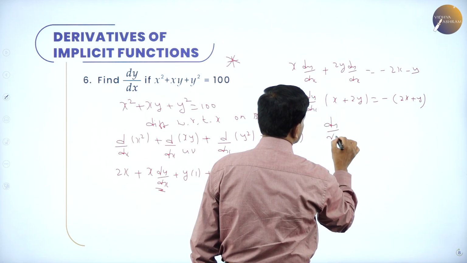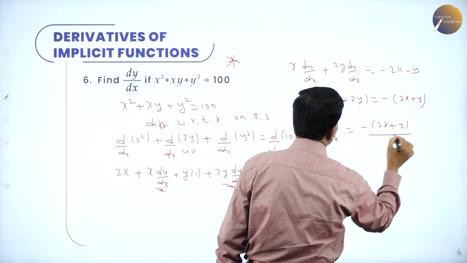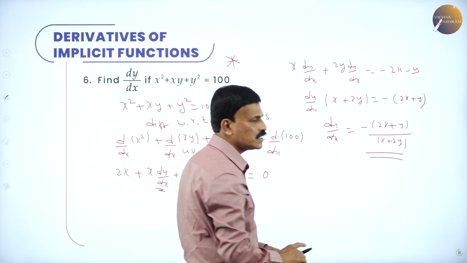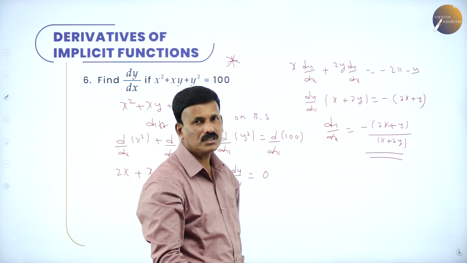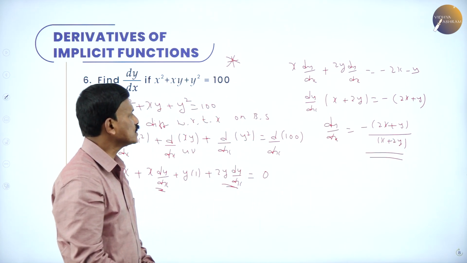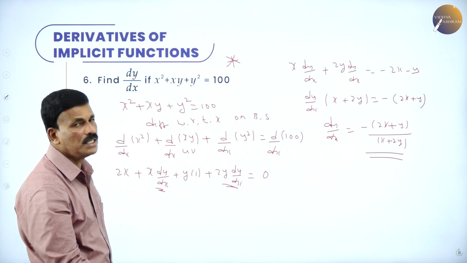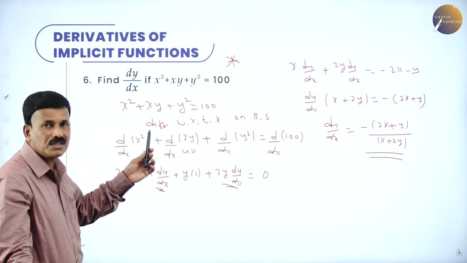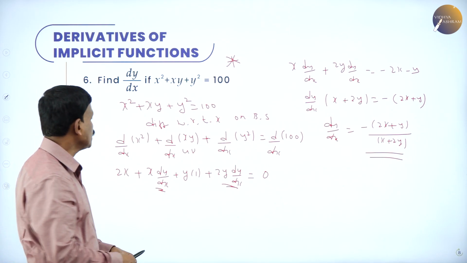dy by dx can be written as minus of 2x plus y divided by x plus 2y. Don't cancel this, because it won't get cancelled. This is 2x and this is 2y. So the derivative of this function, dy by dx, is equal to minus of 2x plus y divided by x plus 2y. Listen to me. This is very important for 2 marks. Very important problem: x square plus xy plus y square is equal to 100.